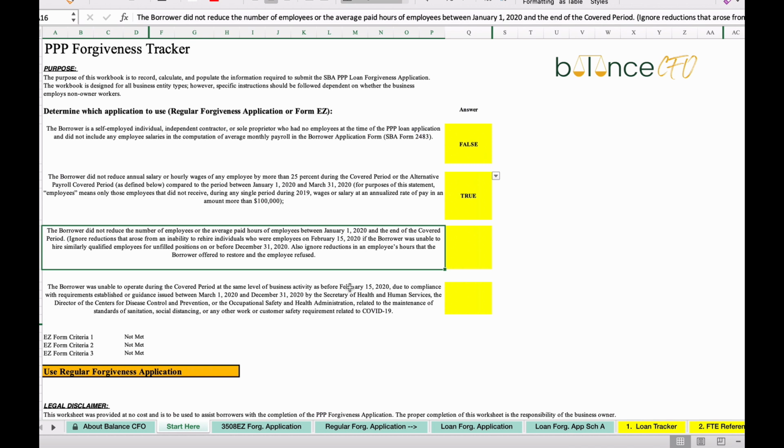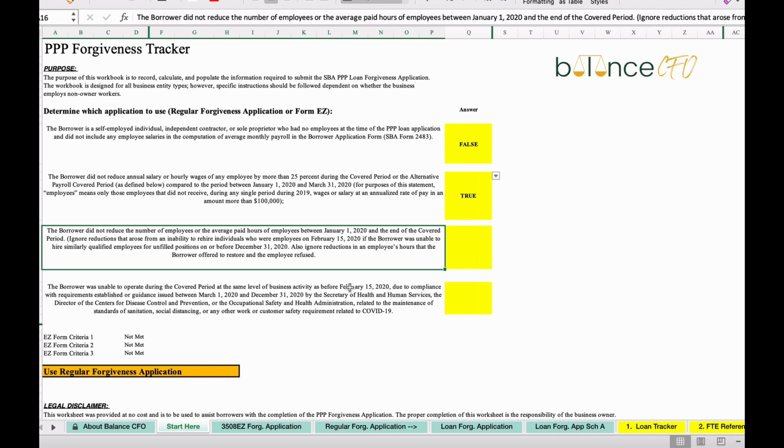But I think what this is really getting at, especially when you consider the fact that it talks about ignoring reductions that arose when you tried to rehire, I think this is really talking about from a point in time, right? So meaning from the time that you, from January 1st, to the time that you are applying for forgiveness, the end of your covered period, which is generally, you want to probably apply pretty quickly after the end of your covered period. Now you can apply before the end of your covered period if you've used up all of your money. So if you pick 24 weeks, you can apply after 16 weeks if you've used up all of that money. So that would kind of be considered the end of your covered period in that regard.